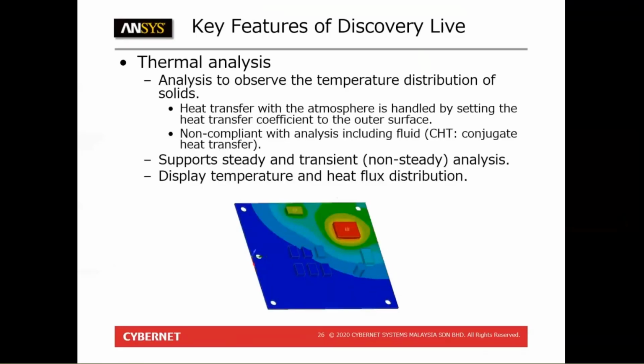Next, we have thermal analysis. This analysis is to observe the temperature distribution of solids. Heat transfer with the atmosphere is handled by setting the heat transfer coefficient on the outer surface. But currently, it is non-compliant with analysis including fluid, basically conjugate heat transfer. Currently, that is not supported in Discovery Live. Discovery Live for thermal analysis does support steady and transient analysis. The result will be displayed as temperature and also heat flux distribution.